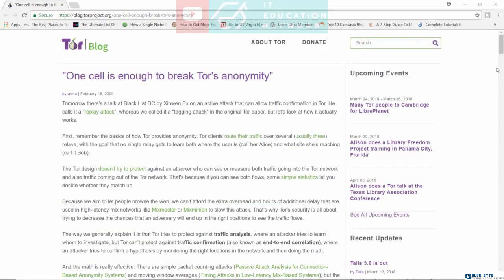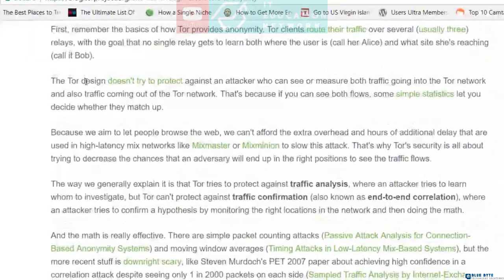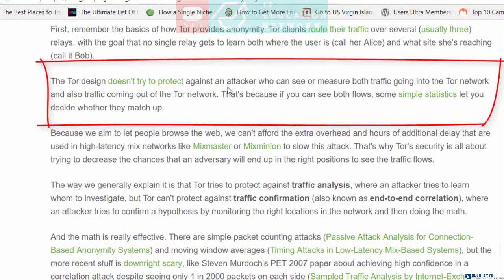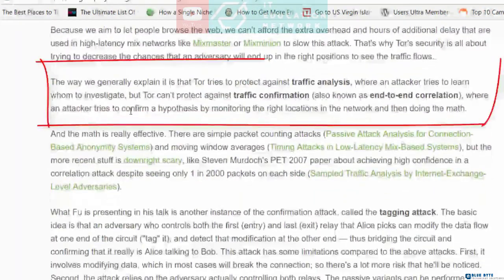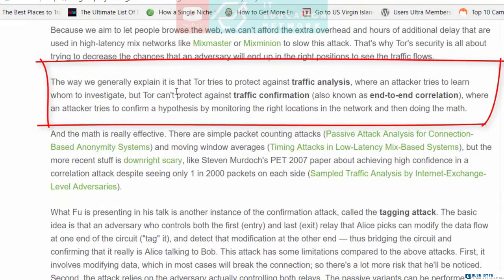You should also know that the developers have specifically addressed this kind of attack. Taking a look at this article from the Tor blog, it says that the Tor design doesn't try to protect against an attacker who can see or measure both traffic going into the Tor network and also traffic coming out of the Tor network. The way we generally explain it is that Tor tries to protect against traffic analysis, where an attacker tries to learn whom to investigate, but Tor can't protect against traffic confirmation, also known as end-to-end correlation, where an attacker tries to confirm a hypothesis by monitoring the right locations in the network and then doing the math.